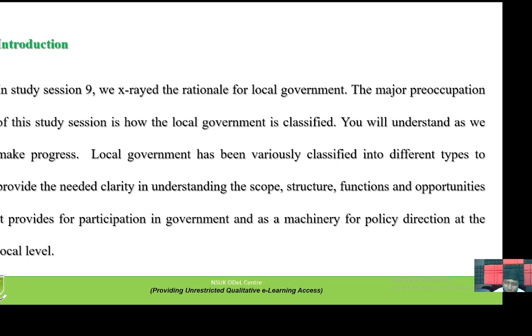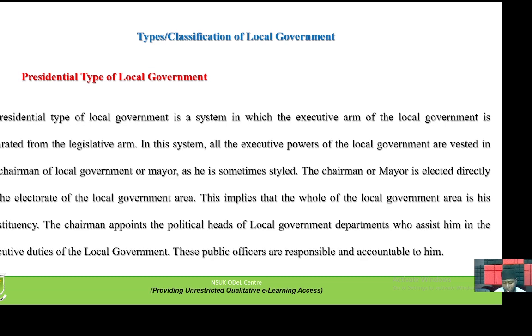At the end of the day, the students will be able to understand how local government has been variously classified into different types, and they need clarity in understanding the scope, structure, and functions and different opportunities it provides for participation in government as a machinery that drives policy making and policy direction at local government level. On the note of the types and classification of local governments globally, we may say we have about 5, 6 classifications of local government all over the world.